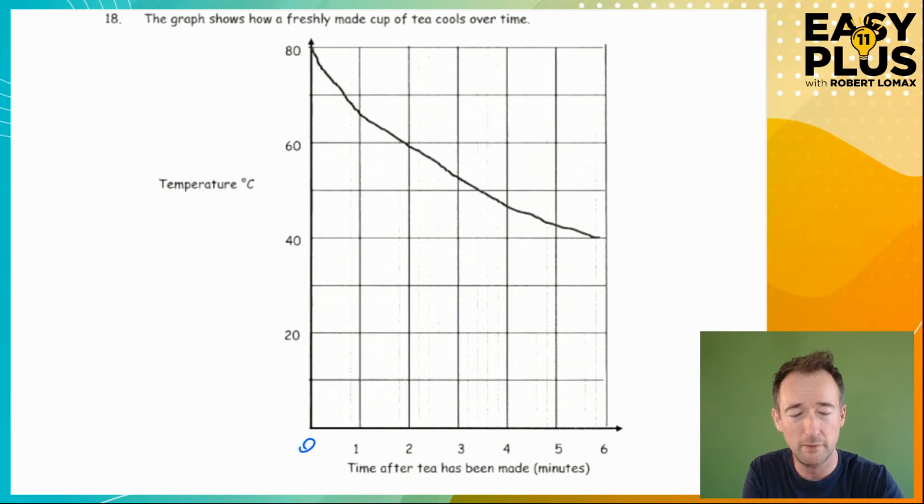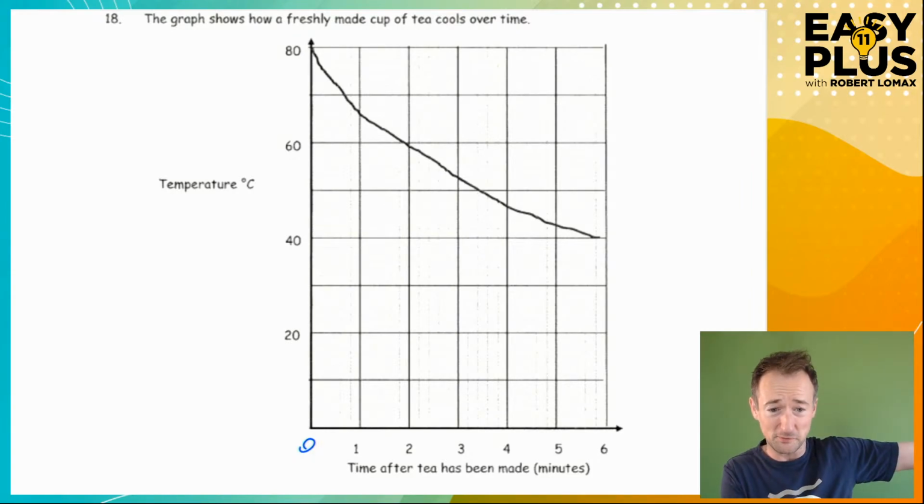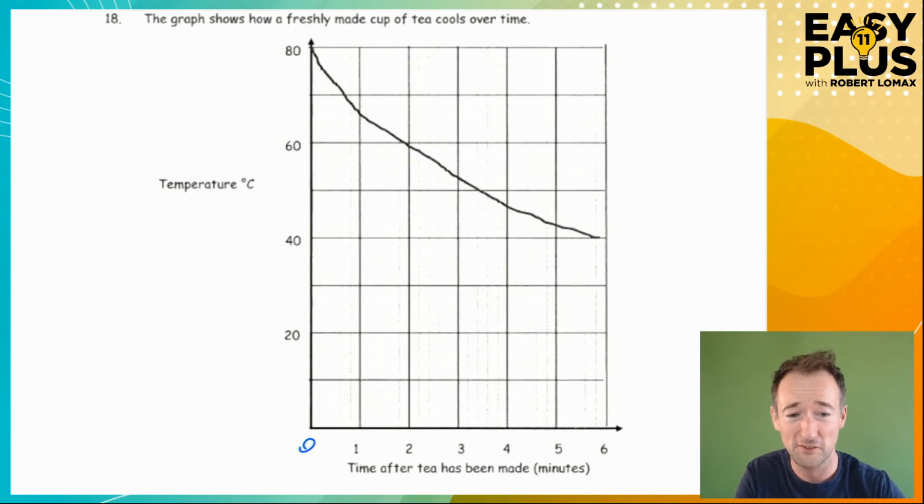If you try to make a cup of proper Yorkshire tea at 80 degrees, then you can get the hell out of my house, because we don't want to know about that. I reckon this is probably a cup of green tea, which you would make appropriately at 80 degrees Celsius.